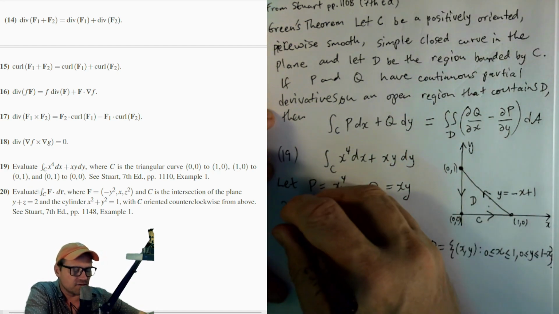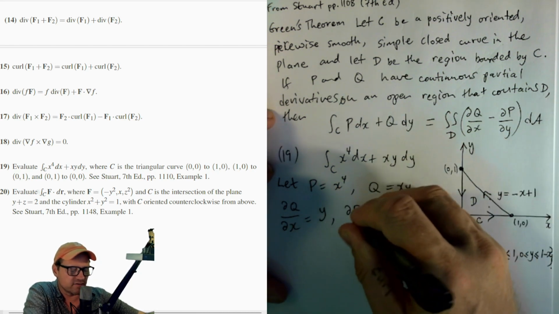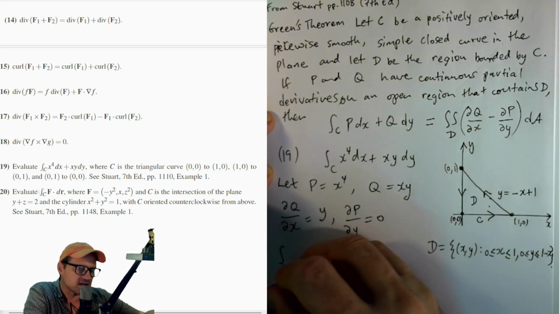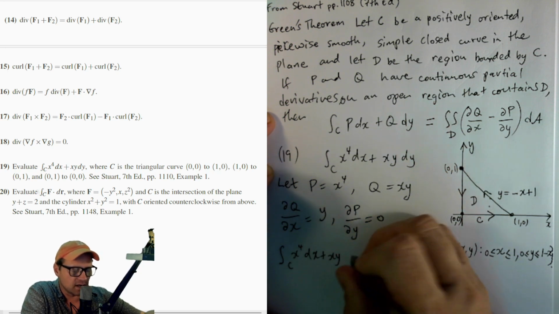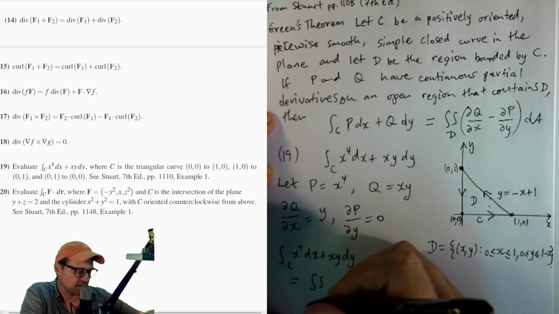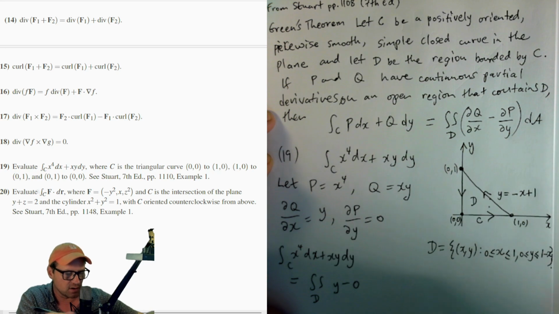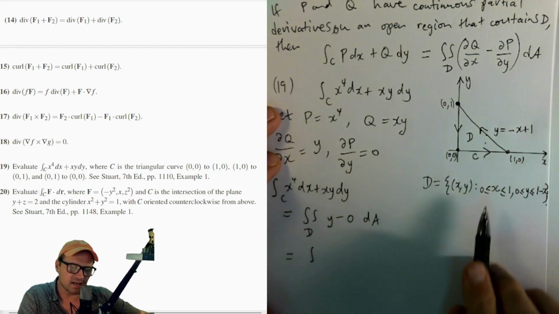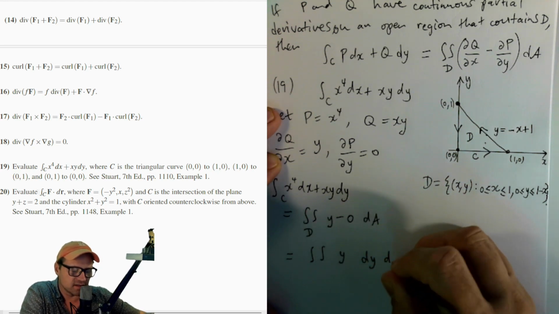The derivative of Q partially with respect to x is y, and the derivative of P with respect to y is 0. And so the theorem says that the integral of x to the fourth dx plus xy dy is equal to the double integral over D of Q subscript x, which is y, minus P subscript y, which is 0, dA. Okay, and so now let's simplify this double integral. So looking at our region D there, let's put the dy first and then the dx.